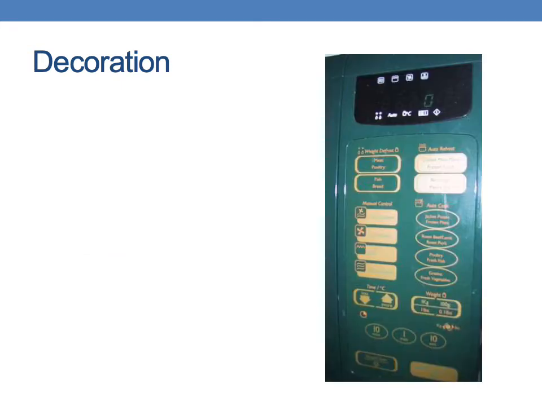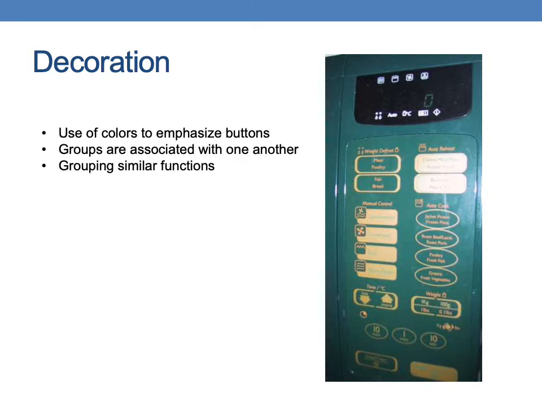Look at the microwave control panel in the figure above. See how the buttons differ in using the foreground and background colors, the use of green and gold, so that groups are associated with one another. See also how the buttons are laid out to separate them into groups of similar functions.